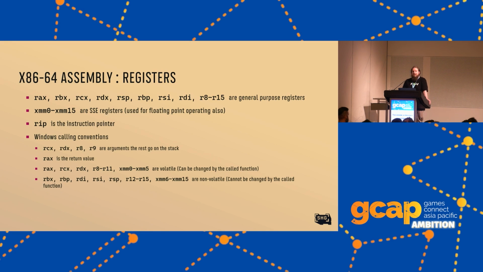So within assembly there are registers. These are the equivalent of variables within higher level languages. For x86-64, there are 16 64-bit general purpose registers. These are RAX, RBX, etc. They're commonly used for integer and pointer operations.